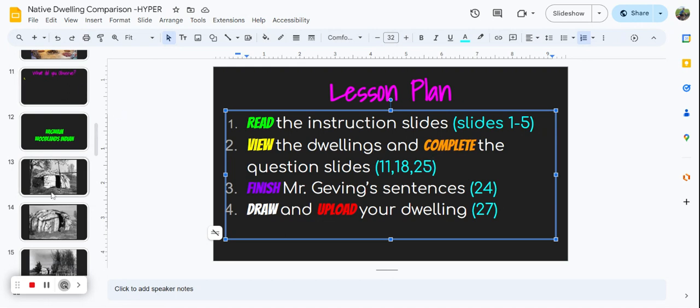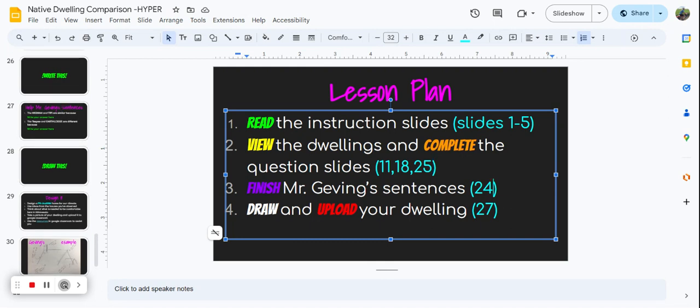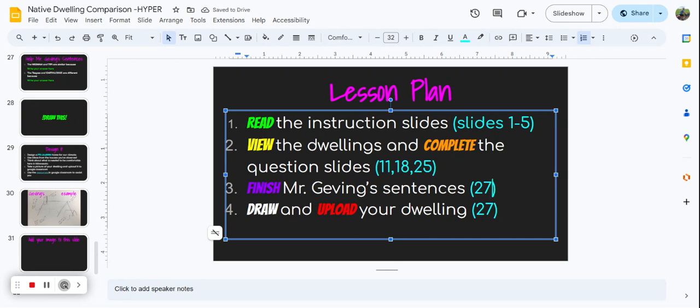Finish Mr. Giving's sentences. That's probably going to have to change too. You'll finish my sentences on slide 27. And then you'll upload a drawing on slide 31. Perfect. So I'm going to view the dwellings and then answer questions. Then I'll finish some sentences, and then I'm going to draw a dwelling.